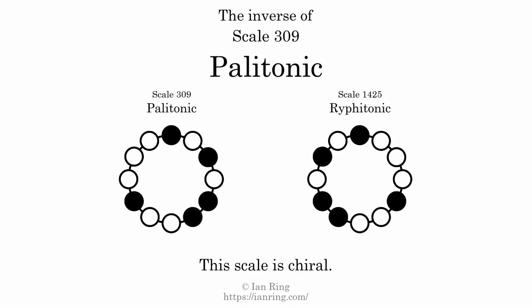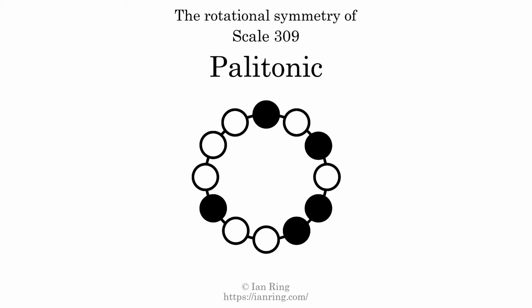The inverse of a scale is a mirror image. It is what you get when the sequence of intervals is reversed. The inverse of this scale is scale 1425, also known as Palitonic. This scale is chiral. It cannot transform into its inverse by rotational transformation. This scale has no rotational symmetry.